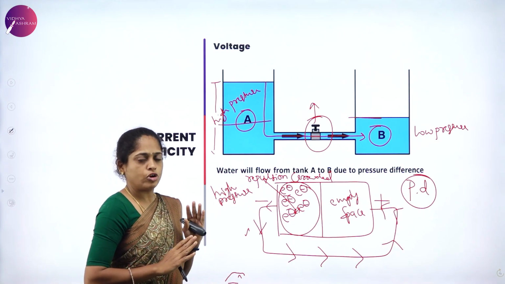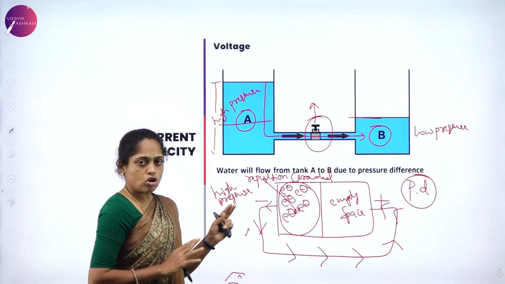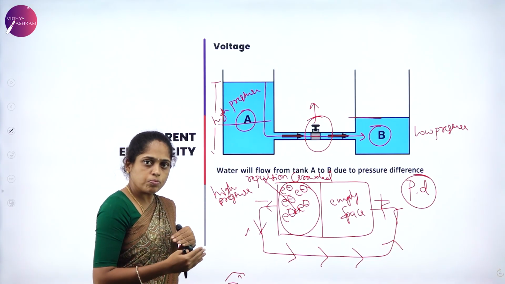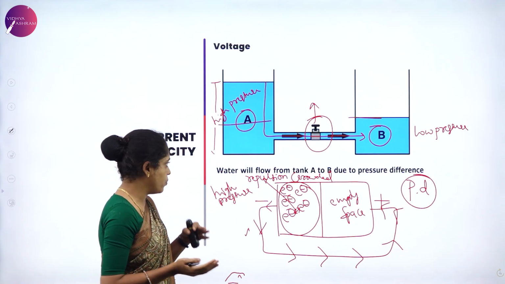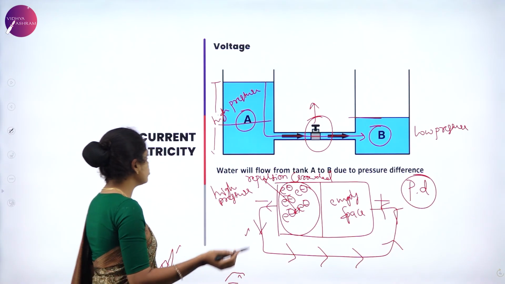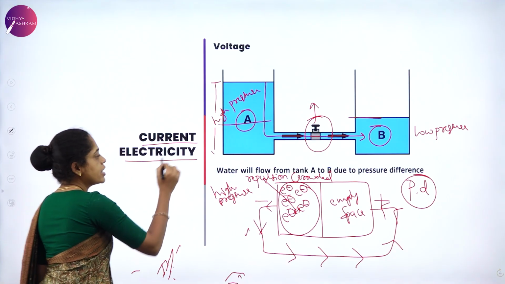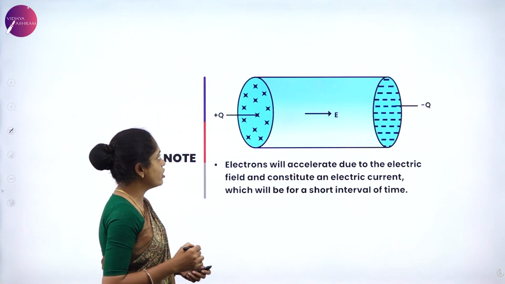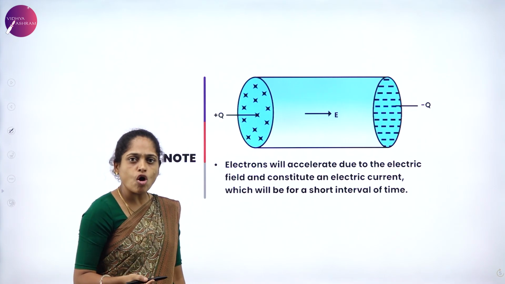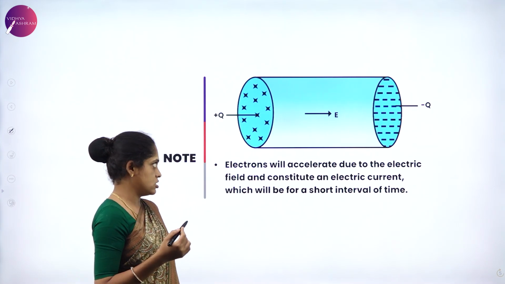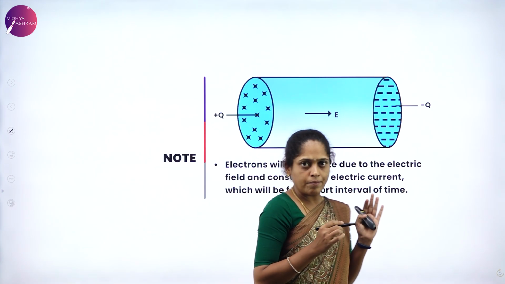Only when there is potential difference do electrons flow from one point to another point. This flow of charges is nothing but current electricity. So what is current electricity? Current electricity is the flow of charges. Here is another example.